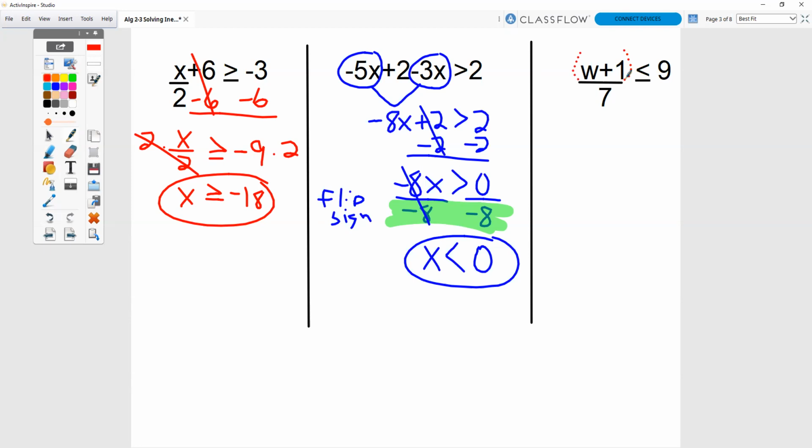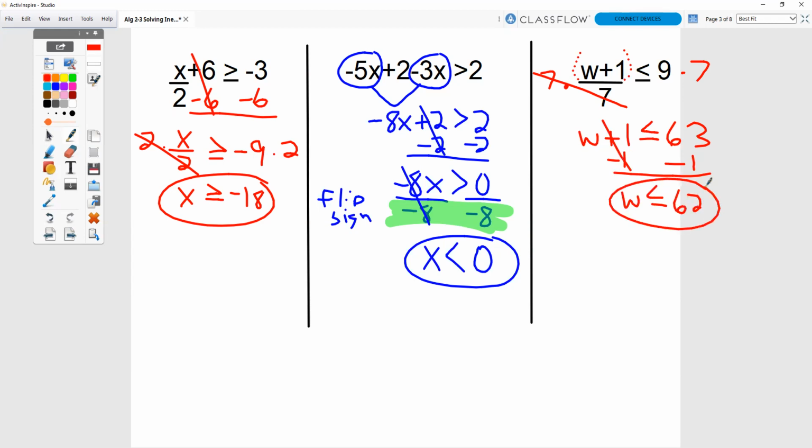We actually need to get rid of the fraction first. This says W plus 1, and that whole thing is being divided by 7. So the first thing that we want to do here is multiply by 7 and multiply by 7. Those 7s cancel out. So we have W plus 1 is less than or equal to 63. Now it's just a one-step equation, minus 1, minus 1. So W is less than or equal to 62.